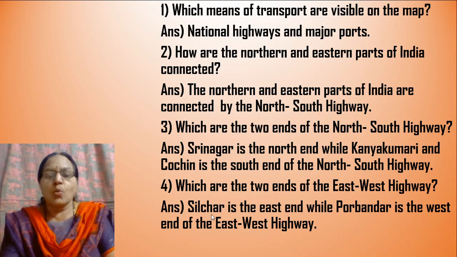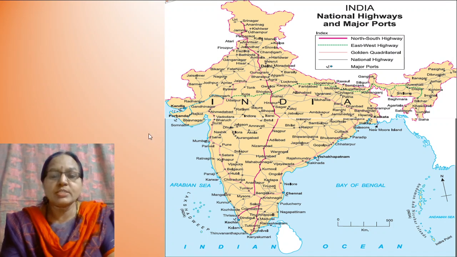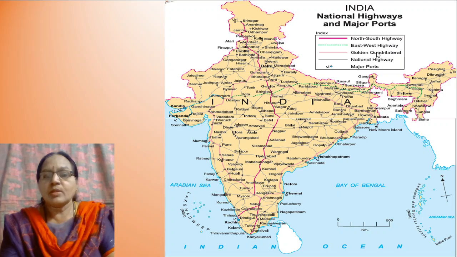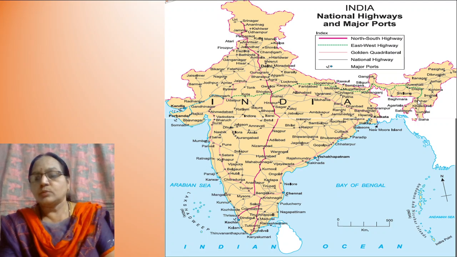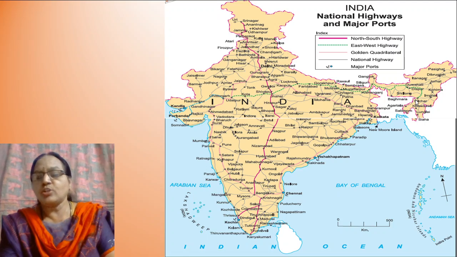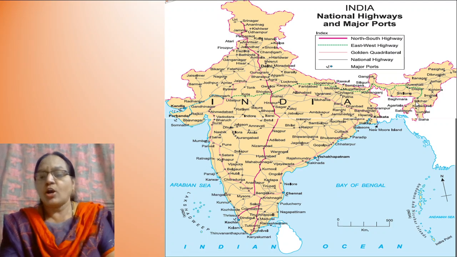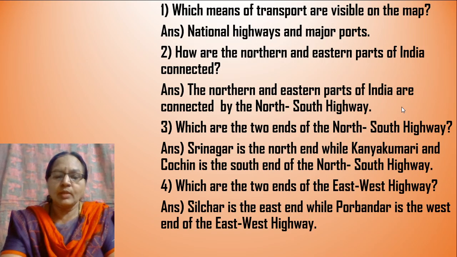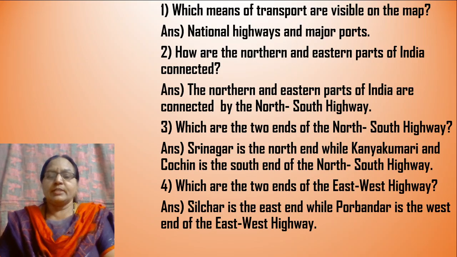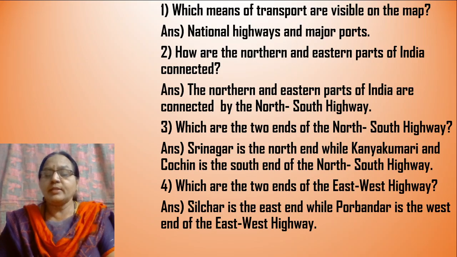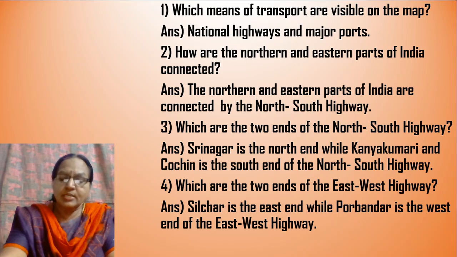Now, next is, which are the two ends of the east-west highway? Okay, so this is east-west, the green color, this one. So here we have Porbandar. Then we have the end of east-west. On the eastern side we have Silchar. Now Silchar is the east end, while Porbandar is the west end of the east-west highway.